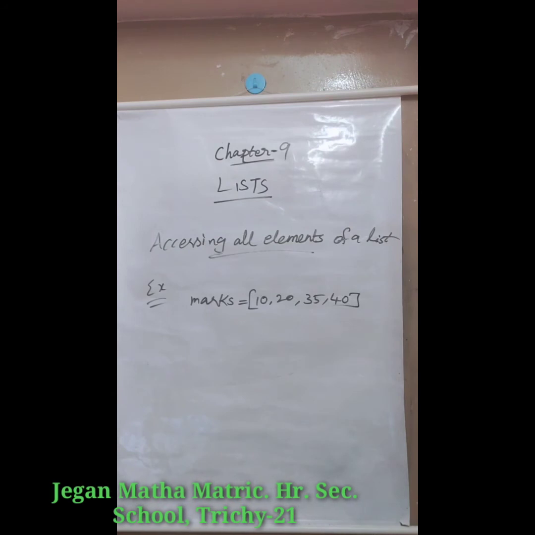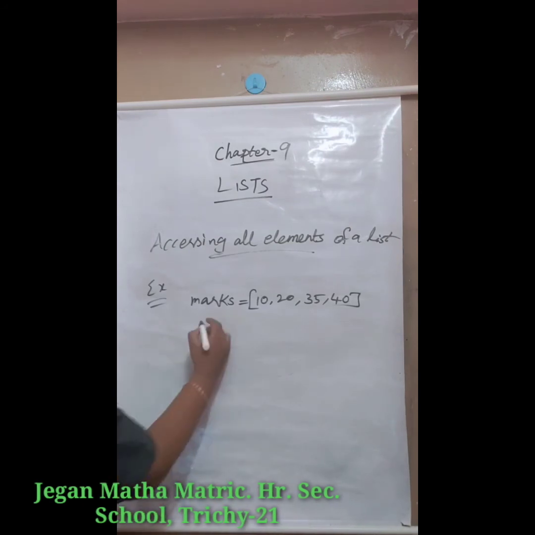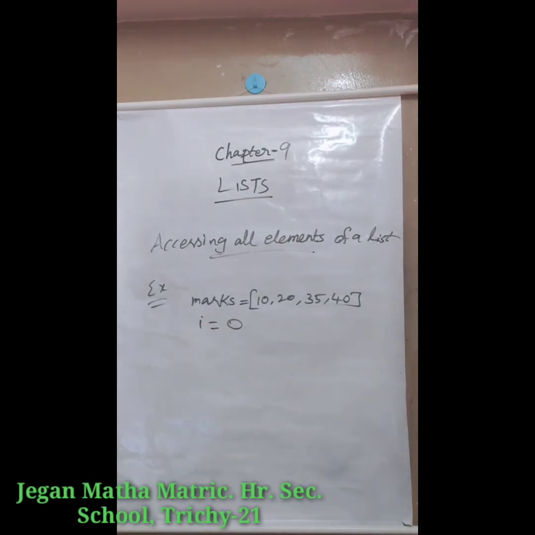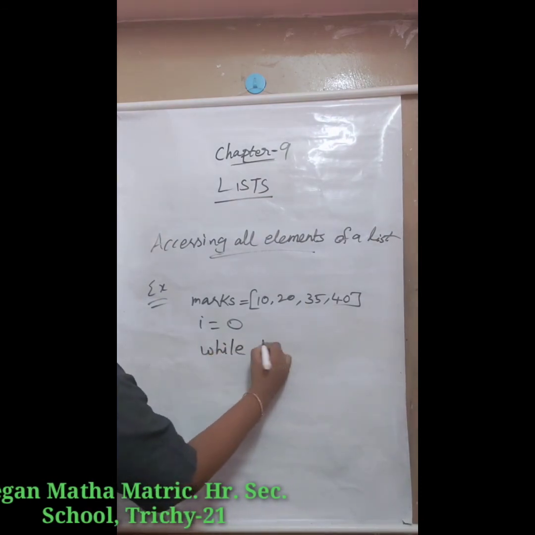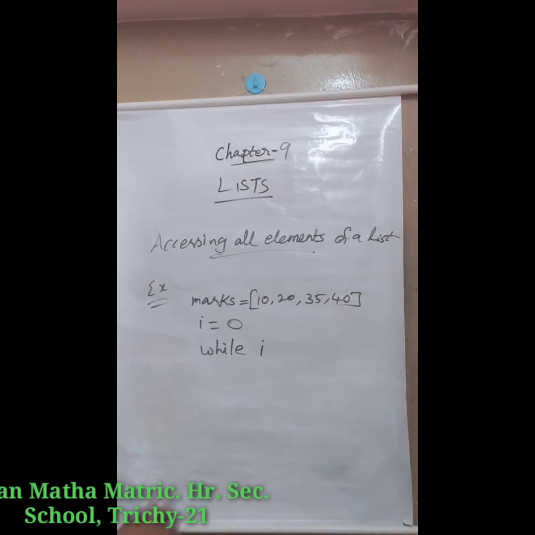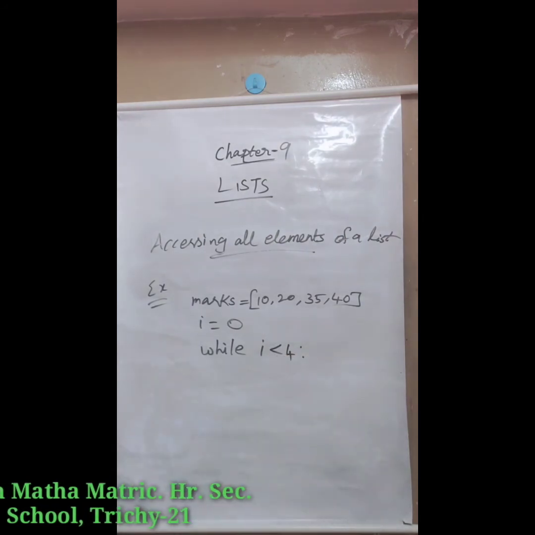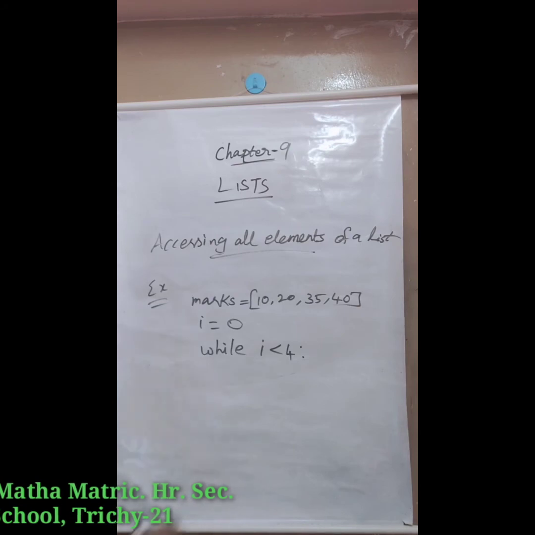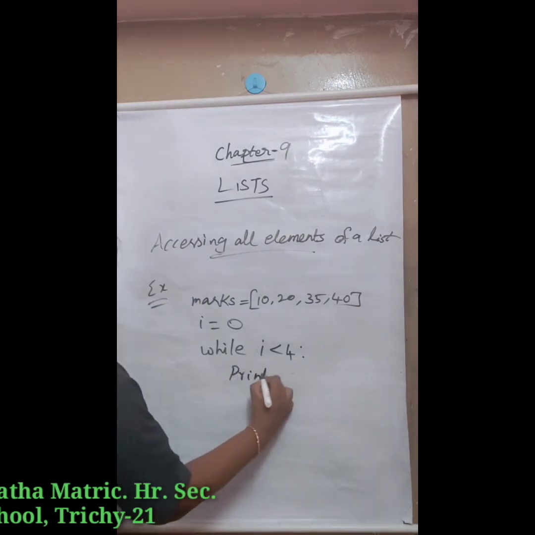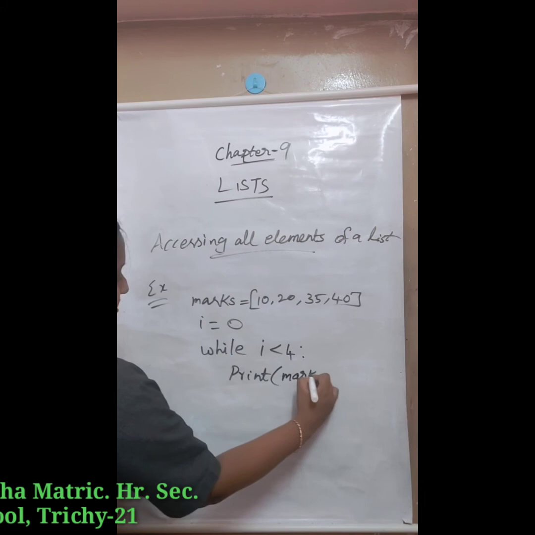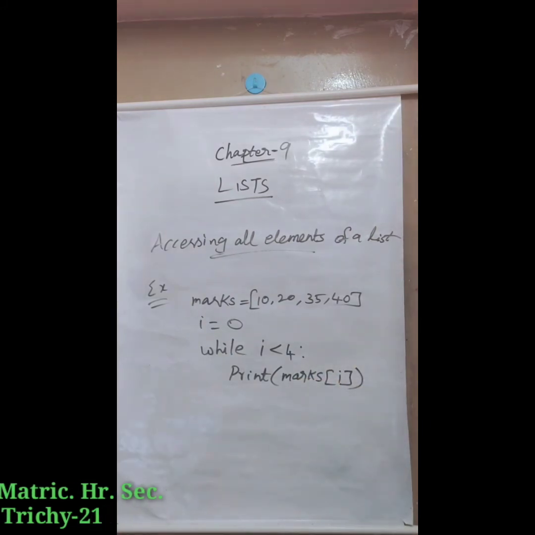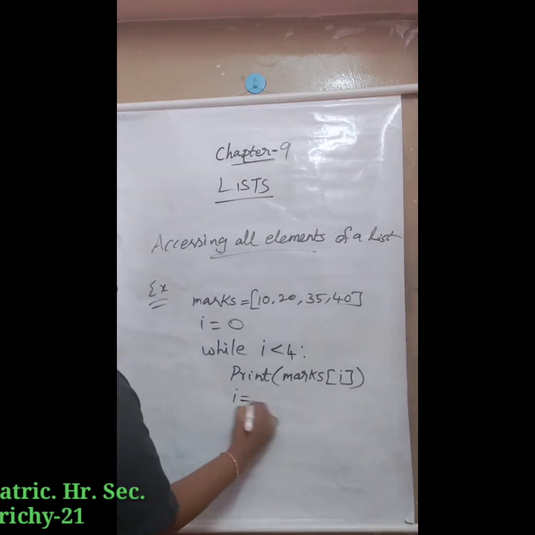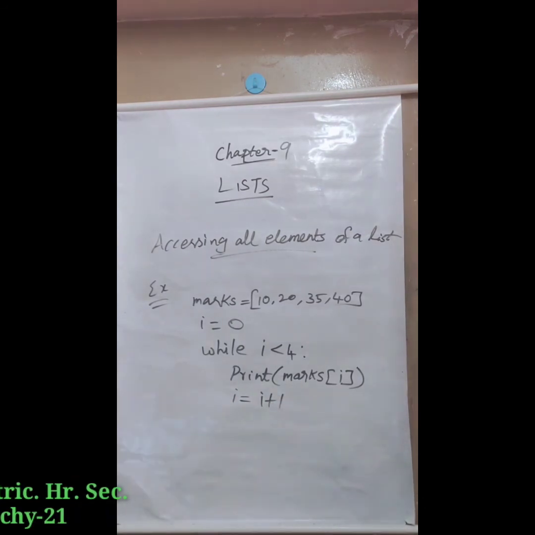So these are the values of marks, and the beginning index value is 0. Here we are going to use a while loop: while i less than 4. So I check the condition. The condition is true, it prints marks of i, that is marks[i], and next i equal to i plus 1. So this is the example program.